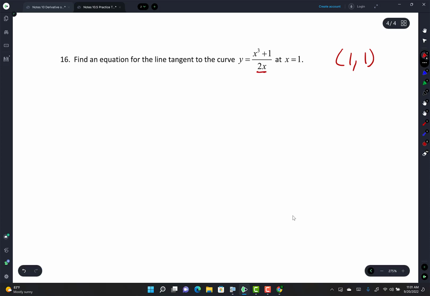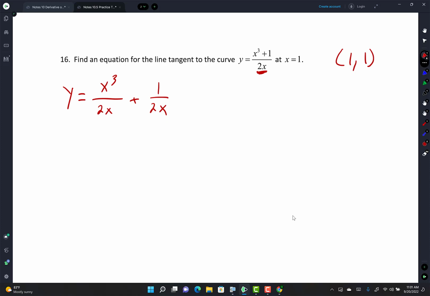Because I have a like term in the bottom, that means I can rewrite this. Check it out, I'm rewriting it. I can rewrite this as x cubed over 2x plus 1 over 2x. Do you guys see that? And now one of those x's cancels out, so I have x squared over 2 plus, I'm going to bring that x up, 1/2 x to the negative 1. I'm going to take a derivative. If you don't like the x squared over 2, rewrite that as 1/2 x squared.